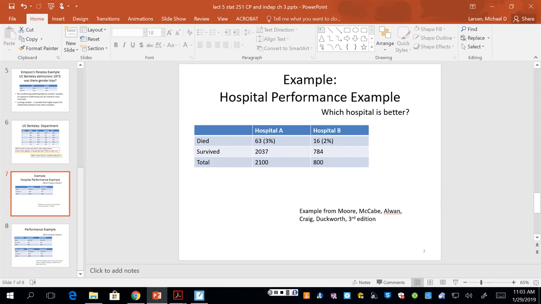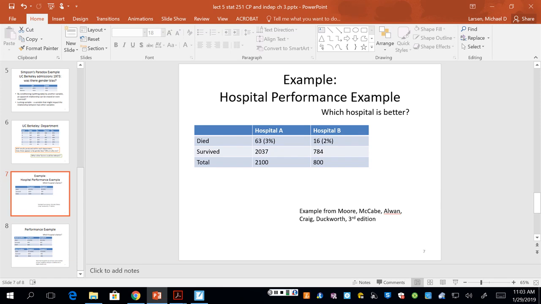Which hospital, given this information, do you think you would want to go to? If you had to choose one. You should choose the one with the higher survival rate, the less death. Will you choose B? Because it has the better performance. There's not a big difference between 2 versus 3%. I mean, it's not like 2 versus 20% or something. It's not that big. But there's a subtle difference.